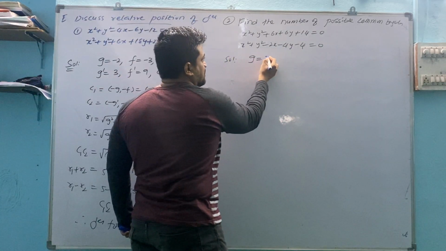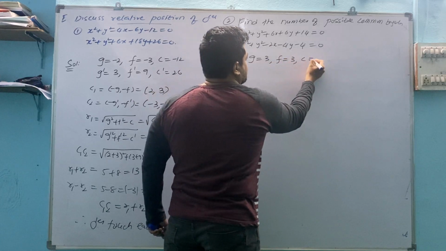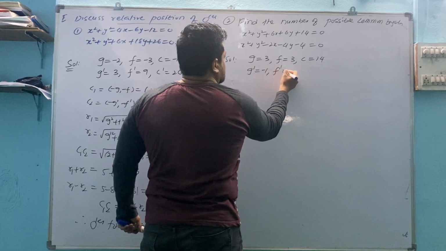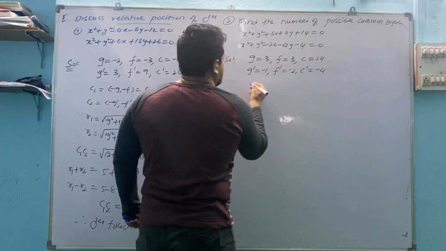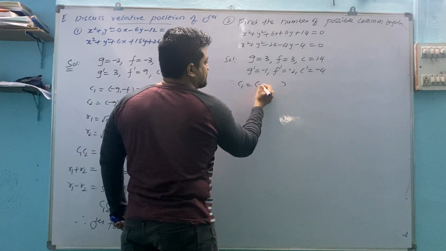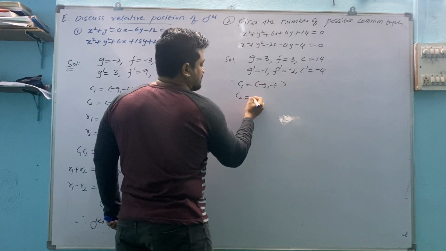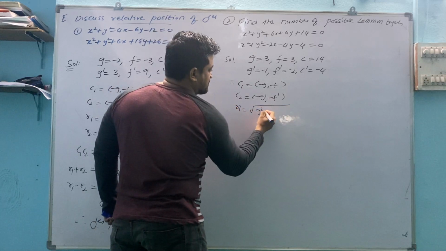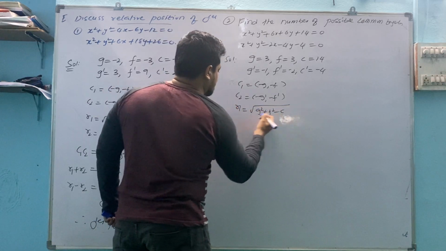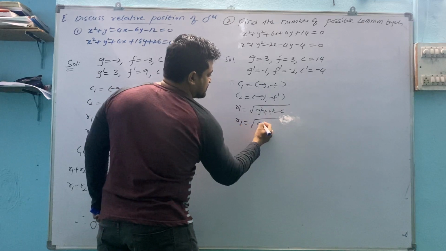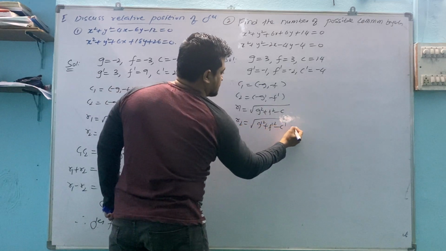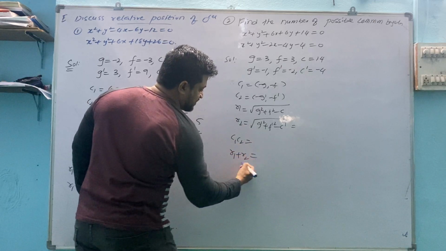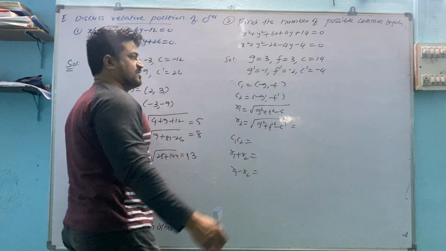g, f, c, g', f', c', center 1, center 2, radius 1, radius 2. Center 1, center 2 distance, radius 1 plus radius 2 value, radius 1 minus radius 2 value.